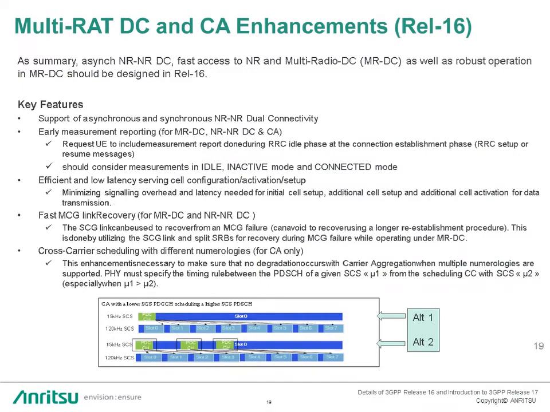And then there is cross carrier scheduling introduced, but this is applicable for CA only. For DC, cross carrier scheduling does not work here. So it's possible to schedule PDSCH on the second carrier from the first carrier, even when there are multiple numerologies.